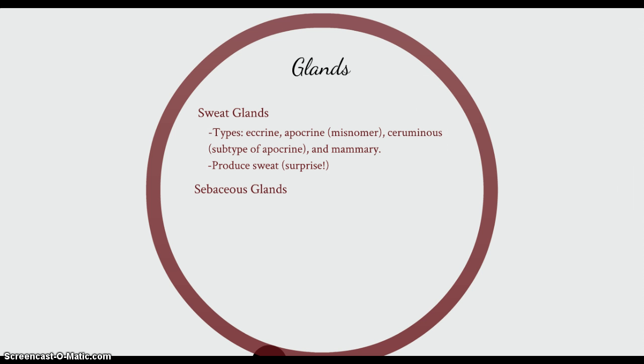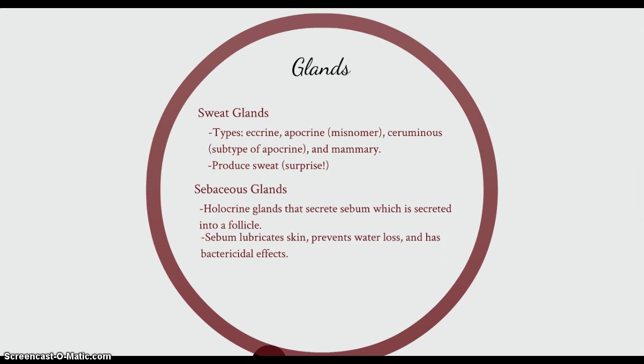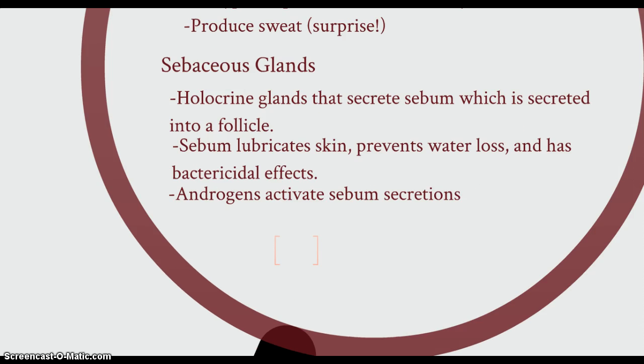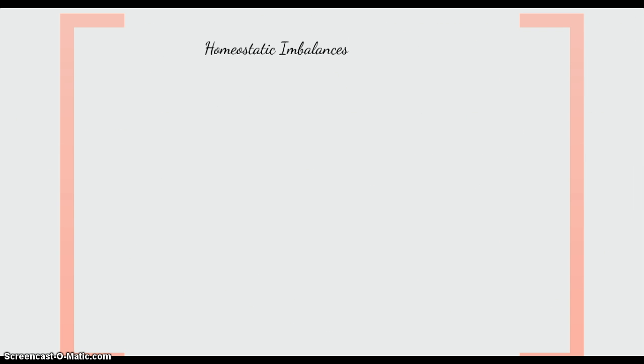So sebaceous glands are holocrine glands, and these secrete an oil called sebum, which is secreted into a hair follicle. Now, sebum lubricates the skin, it prevents water loss, and it has what's called bactericidal effects, so bacteria-killing effects. Androgen activates the sebum secretions, and that leads to another homeostatic imbalance.